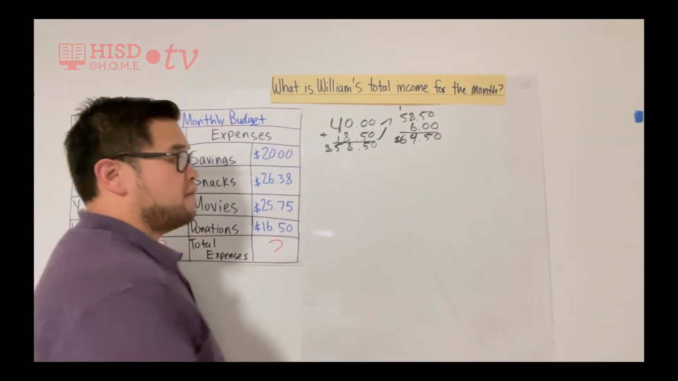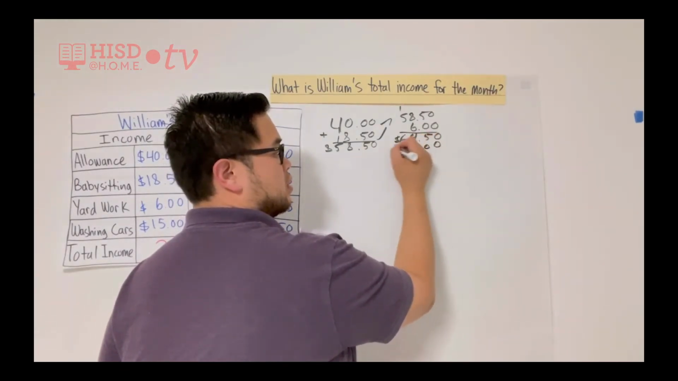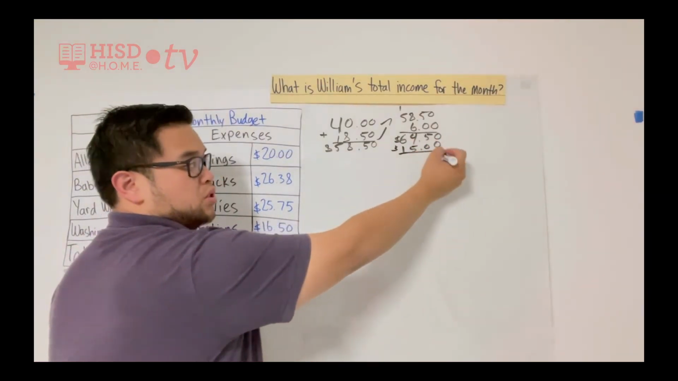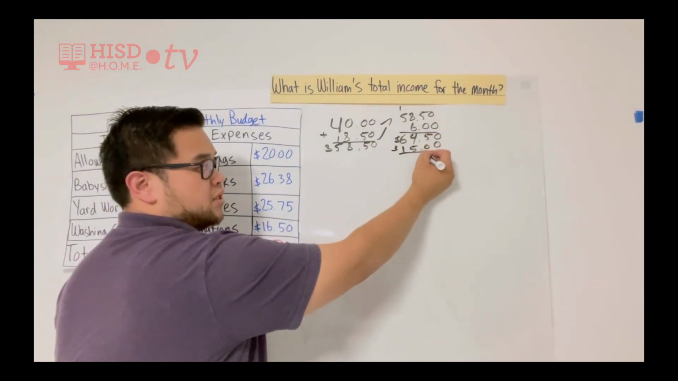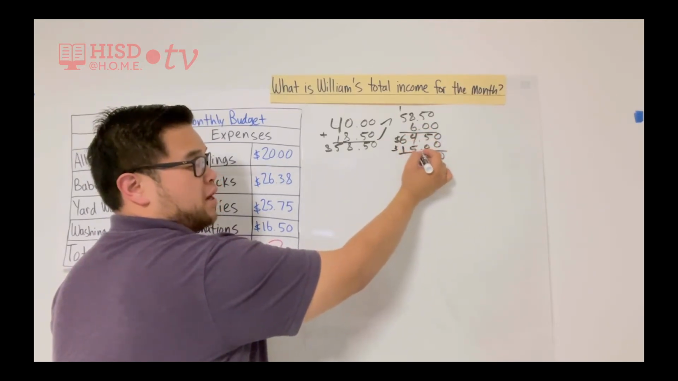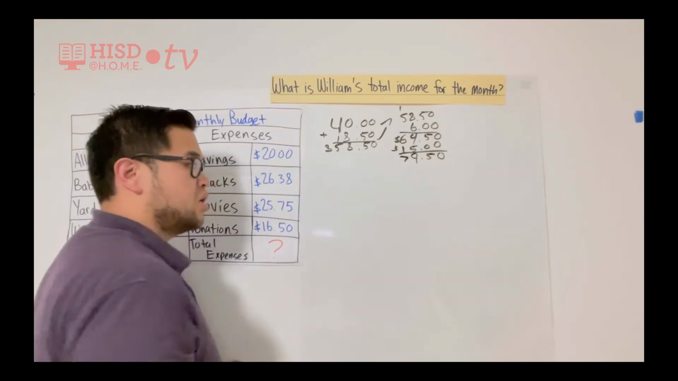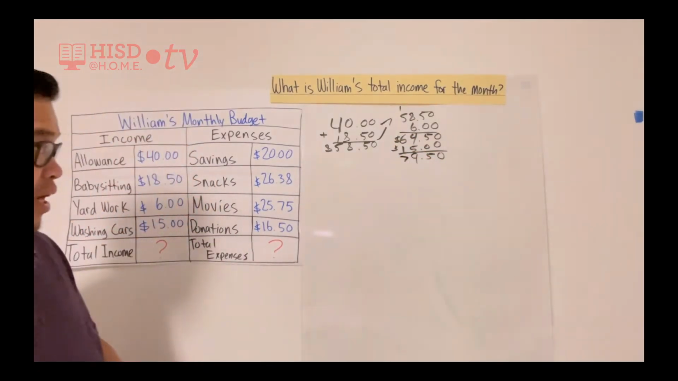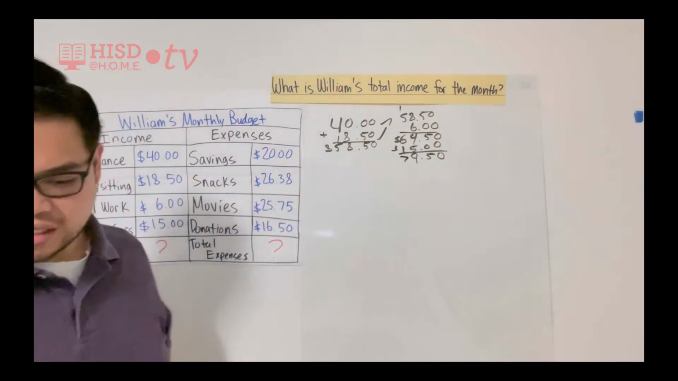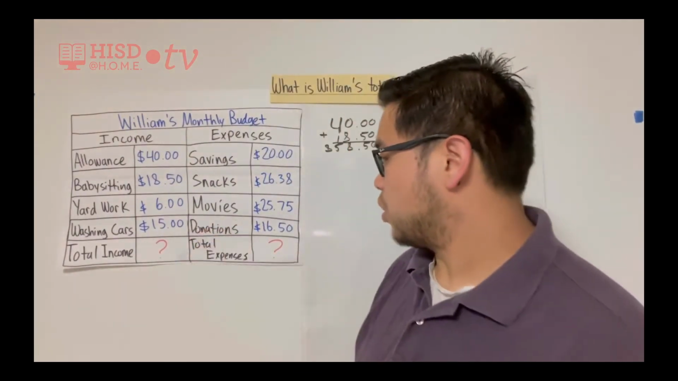Now we're going to add $15. I'm going to go ahead and add it right here. Again, 0 plus 0 is 0. 50 plus 0 is 50. Then we have 4 plus 5 is 9. 60 plus 10 is 70, so $79. So we know that William's total income is $79.50. So what I can do now is add that to my chart.